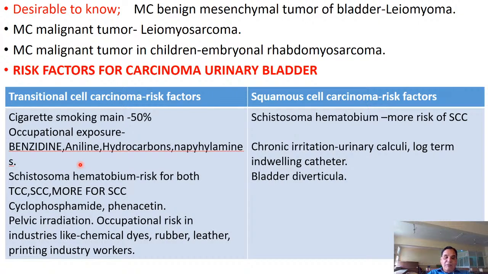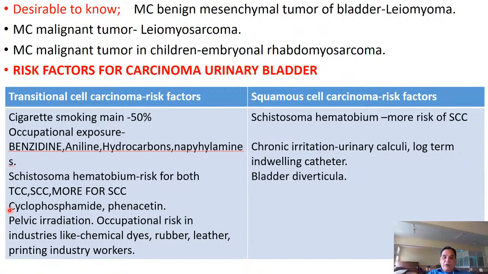Here many of the malignancies related to the GUT, that means genitourinary tract, are related to benzidine aniline dyes. So this is where our person works. If he works in this dye industry, he does stand a chance of having malignancy. Second is infection. Infection has a major role to play in the genitourinary tract, because many of the stones are also formed around a foreign body. The organism is Schistosoma haematobium. This organism can give rise to malignancy. Common malignancy is SCC, or squamous cell carcinoma.